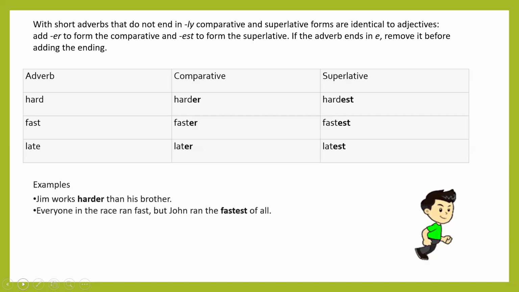Examples are: Jim works harder than his brother. Comparative form. Everyone in the race ran fast, but John ran the fastest of all. So it is a superlative form of adverb.